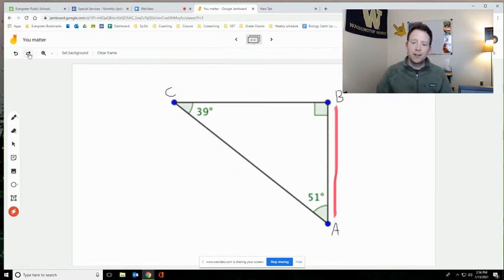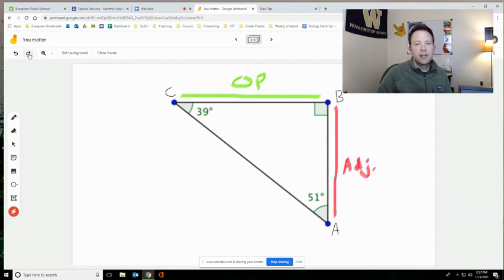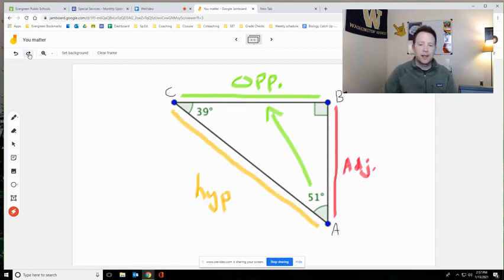So that is the adjacent angle, or the adjacent side length to A. This side length is opposite angle A. This side length is the hypotenuse. It's always the hypotenuse if it's opposite the 90-degree angle or the right angle. And finally, that is an acute angle, yes, and the reason is that it's less than 90 degrees.